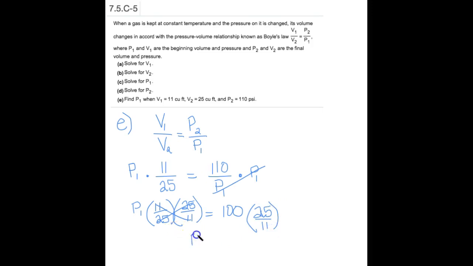So I'm left with P sub 1 over here. And then if I do 110 times 25 divided by 11 on my calculator, that will give me my initial pressure: 227.27 if I round to the nearest hundredth.